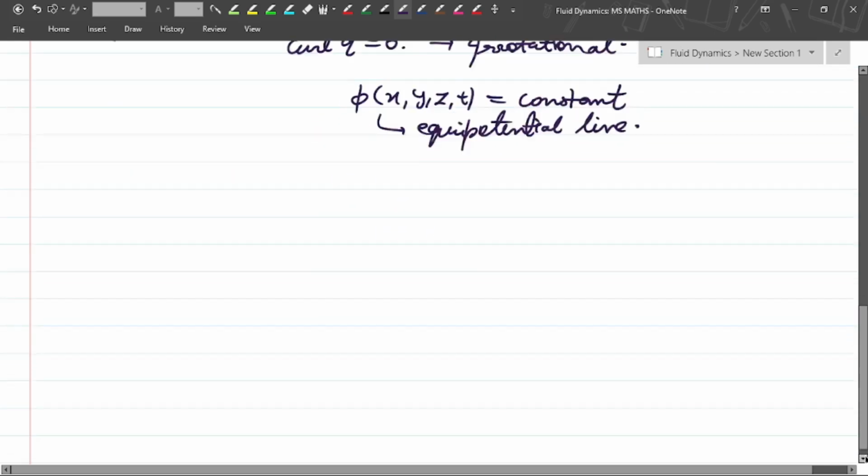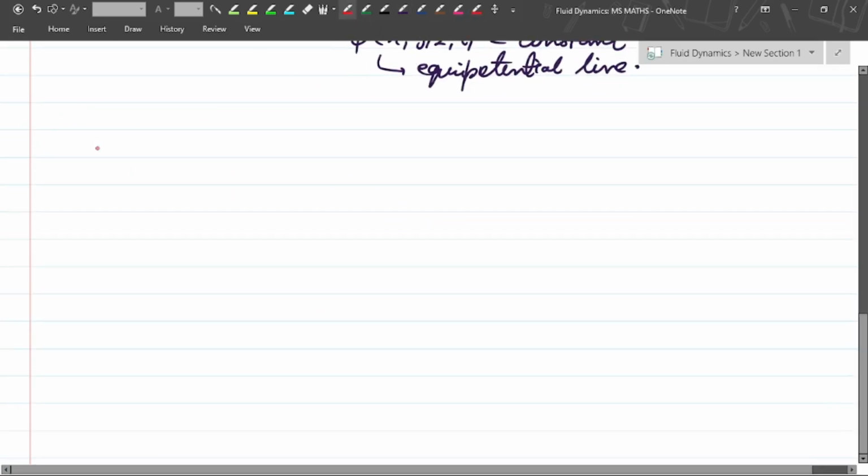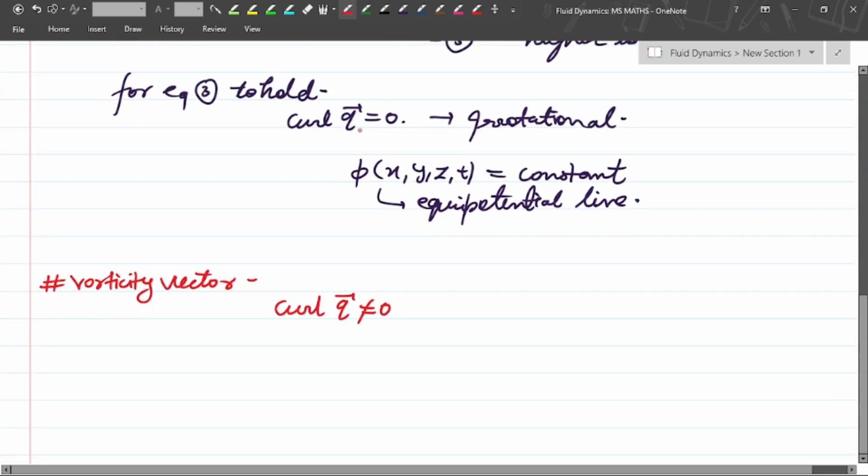Now, we'll discuss the vorticity vector. The vorticity vector is basically where curl q vector is not equal to 0. In the earlier case, the curl q vector is 0, which means it is irrotational. Now, in this case, it is rotational. So xi is equal to del dot q vector, I say it is some quantity.